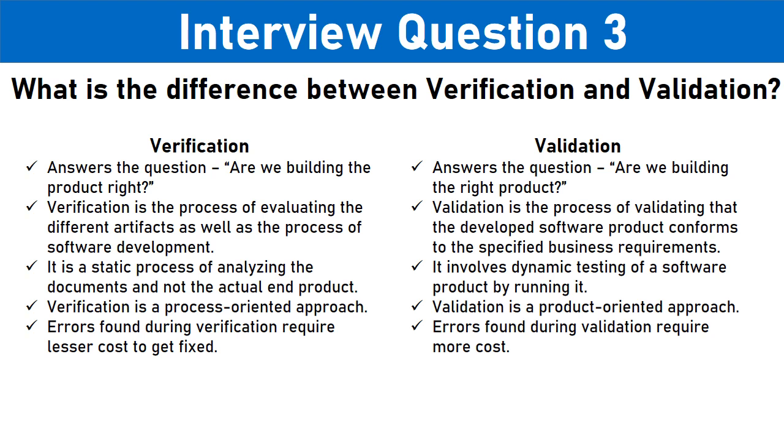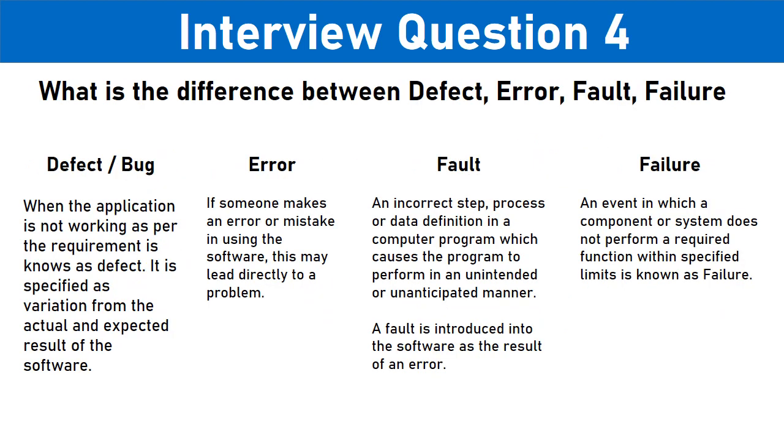What is the difference between verification and validation? Verification answers the question, are we building the product right? Which shows verification is a process-oriented approach, whereas validation answers the question, are we building the right product? Which emphasizes the product. So validation is a product-oriented approach. Then verification is a static process of analyzing the documents and not the actual end product, whereas validation involves dynamic testing of a software product by running it. Since verification is done early in the testing process, errors found during verification require lesser cost to get fixed as compared to validation.